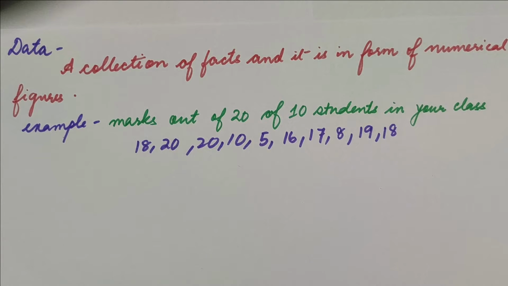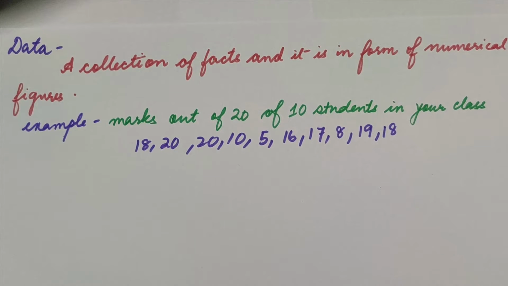A collection of facts, and the form of the data should be in numerical figures. Then that collection of a particular type of information which is in the form of numerical figures is called the data.